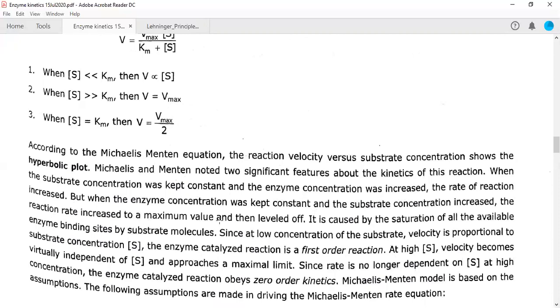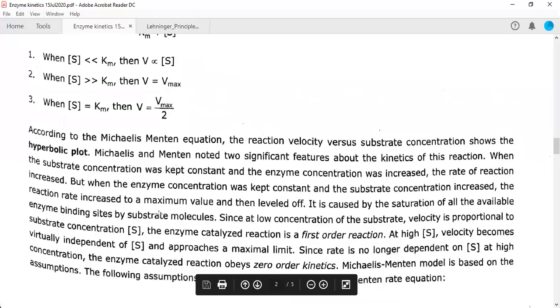Some maximal value will be shown, that is called V maximum, and then it levels off. The maximal velocity will remain constant for some time and then it will start decreasing. It is caused by the saturation of all the available enzyme binding sites, that are called active sites, which are present for the substrate molecules to bind. At very low concentration of the substrate, velocity is actually proportional to the substrate concentration. We have seen that from here also.